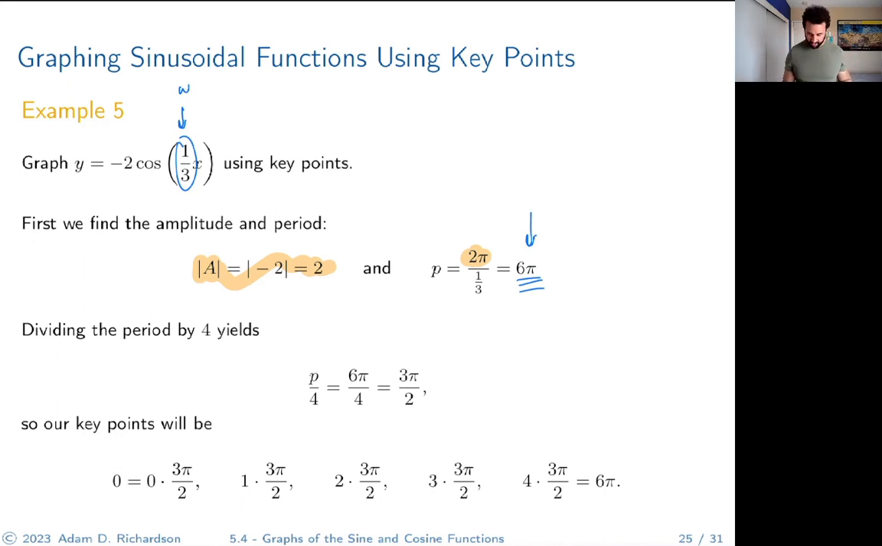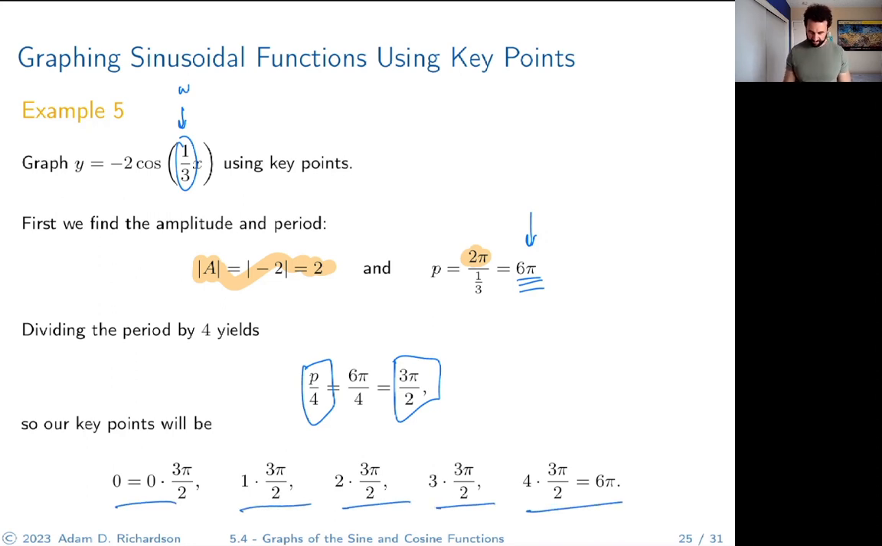Divide 6 pi by 4, and you're going to get 3 pi over 2. So that's where all of your key points are going to be. 0, 3 pi over 2, 2 times 3 pi over 2, 3 times 3 pi over 2, and 4 times 3 pi over 2, which is 6 pi. There you go. 1, 2, 3, 4, 5.